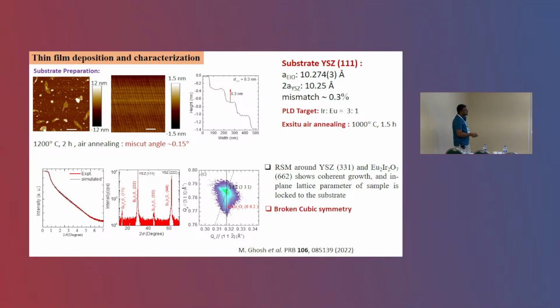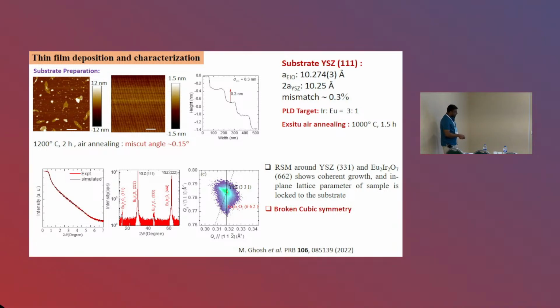Our sample preparation is a two-step process. Since this pyrochlore phase forms at very high temperature, if we grow the sample at high temperature in the PLD process, we will not be able to stabilize the phase. That's why we anneal the sample at a higher temperature where the phase forms. This is the corresponding structural analysis. The first figure is the XRR, which confirms the thickness, then this is the XRD figure.